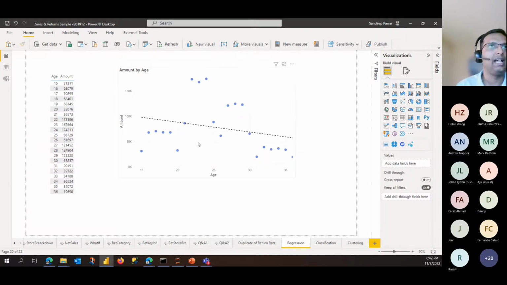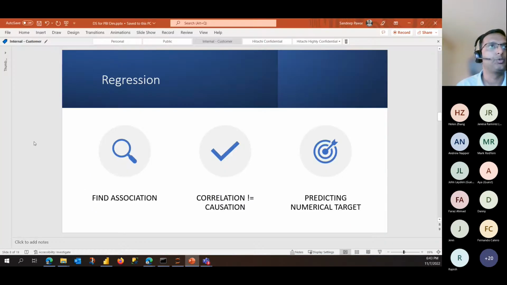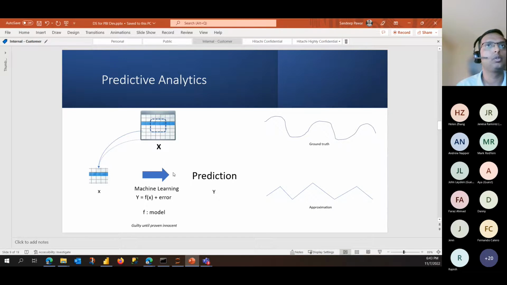What they mean by that is they are using this as a prediction, to say we are using age as the predictor to explain what the amount will be. And that's the part, the prediction part, is where machine learning comes in. So let me take a moment here to explain what machine learning is all about, or predictive analytics as well.